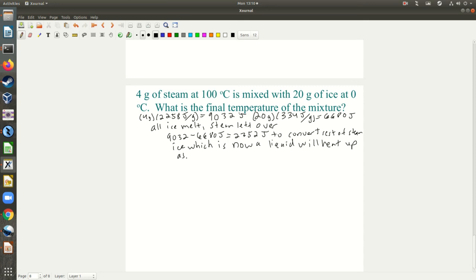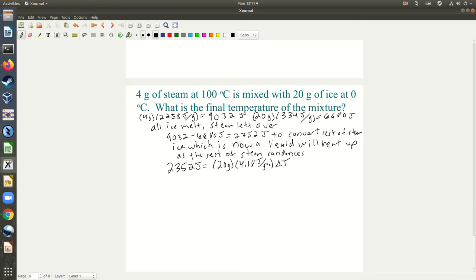So it will heat up as the rest of the steam condenses. Well, how much? I know that you need 2352 joules of energy to convert the rest. So I take my 2352 joules of energy, and then I set that equal to mcΔT. The m is the 20 grams of the ice, which is now water, the 4.18 joules per gram degrees Celsius, and the change in temperature. This will give me how much the ice, which is now a liquid, will heat up in the process of converting the rest of the steam.